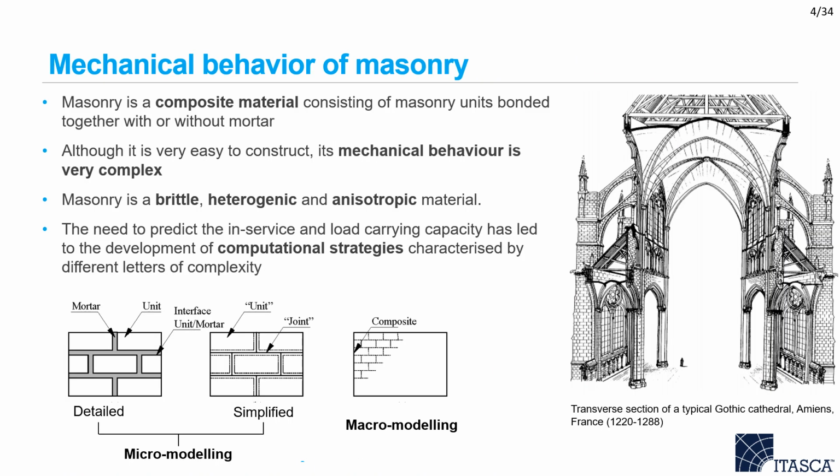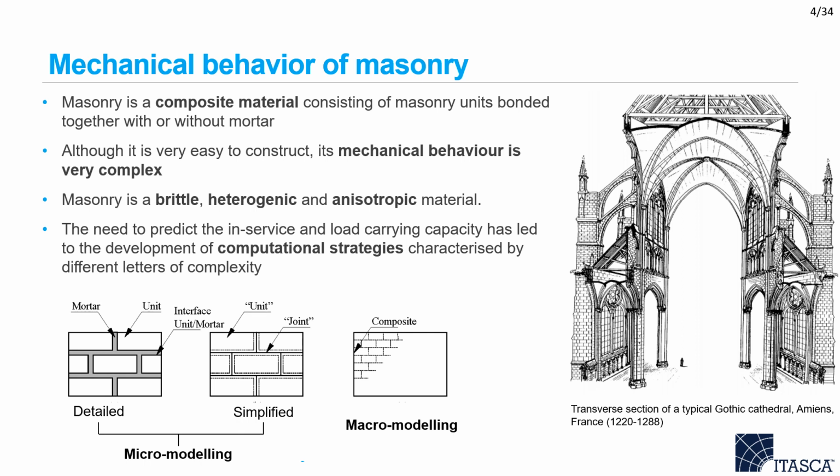But let's first discuss the mechanical behavior of masonry. Masonry is a composite material consisting of masonry units bonded together with or without mortar. Although masonry is very easy to construct, its mechanical behavior is nonlinear and thus complex to predict. Masonry is very weak in tension and very strong in compression. In fact, mortar joints act as planes of weakness in masonry.